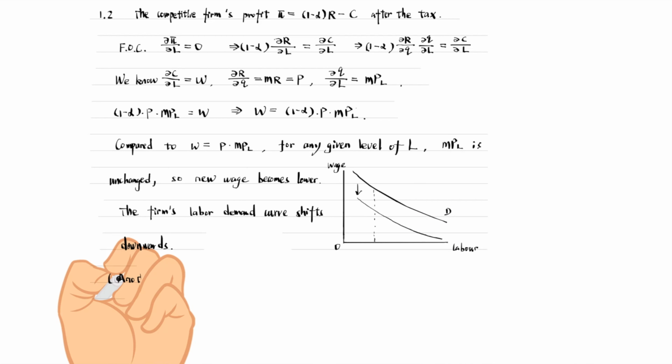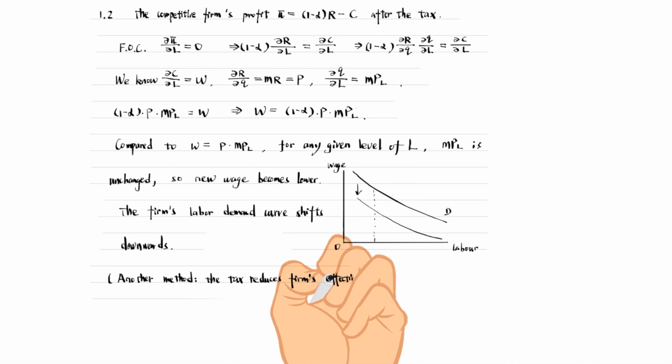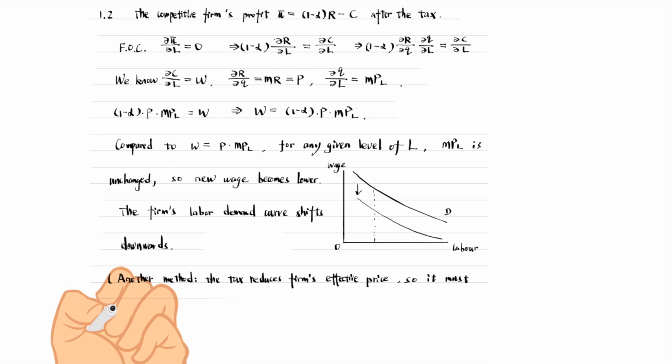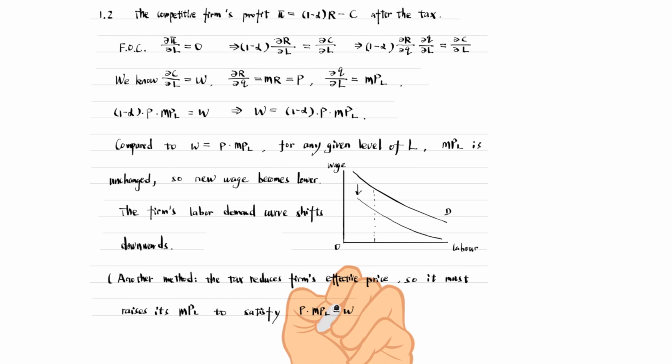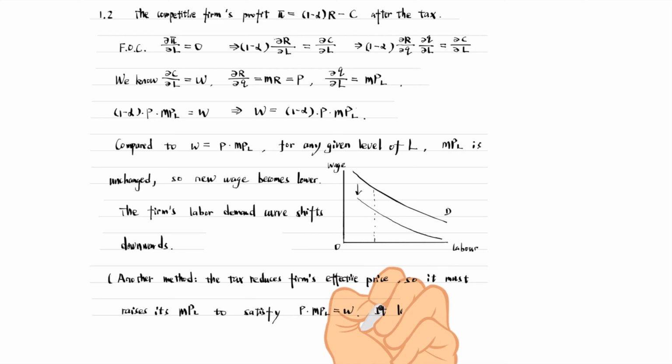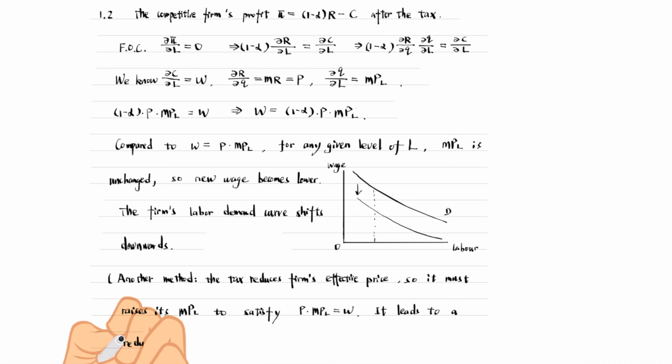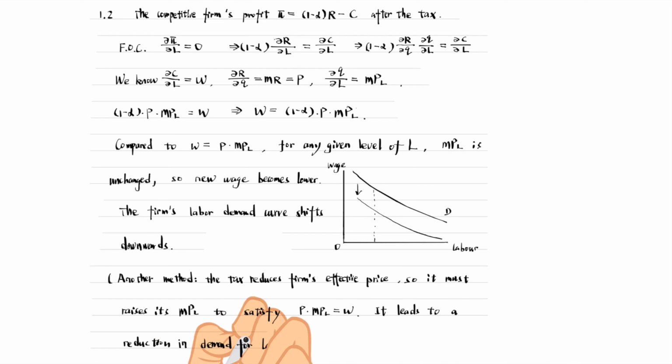Or we can think of it this way. The tax reduces the firm's effective price it receives. So it must raise its marginal product of labor to satisfy the profit maximizing equation. A higher marginal product of labor means a smaller number of workers employed due to the diminishing marginal return to labor. A reduction in demand for labor for every level of wage implies that the demand curve shifts down.